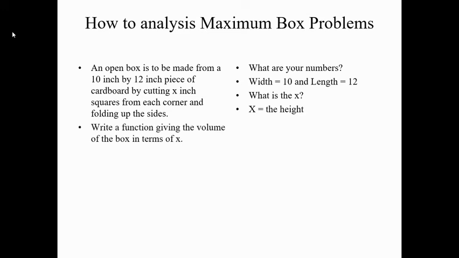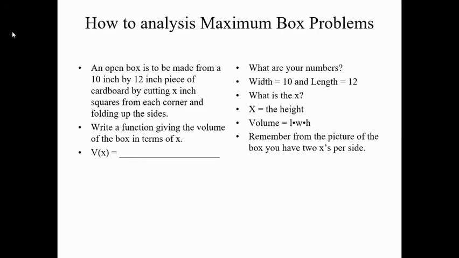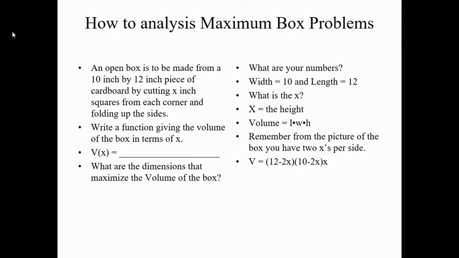So we're going to write a function giving the volume of the box in terms of x. Remember, your volume is length times width times height. And remember from the picture of the box that you have two x's per side that you're going to subtract from the length and the width. So we have 12 minus 2x and 10 minus 2x, and then times the height of x. What are the dimensions that maximize the volume of the box?